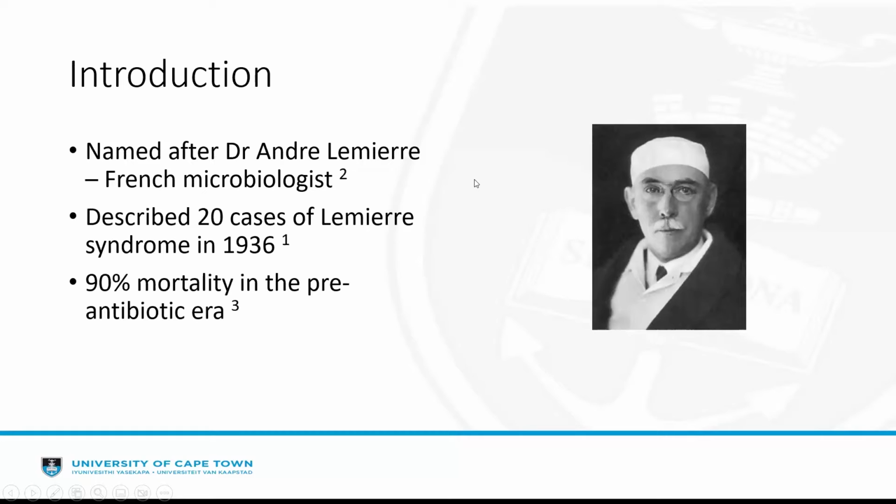So just looking at the literature, one of our big questions was regarding anticoagulation management in these patients with Lemierre syndrome. And so Lemierre syndrome was previously described, but the term was first coined by Dr. Lemierre, a French microbiologist, when he described 20 cases of Lemierre syndrome in 1936. At the time, there was a 90% mortality rate in the pre-antibiotic era if you were diagnosed with Lemierre syndrome.